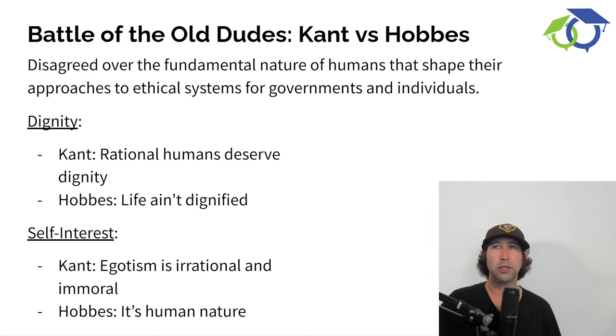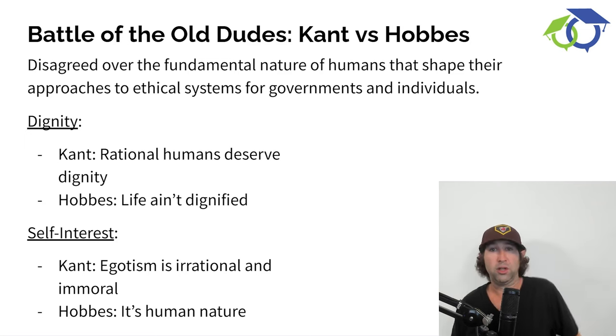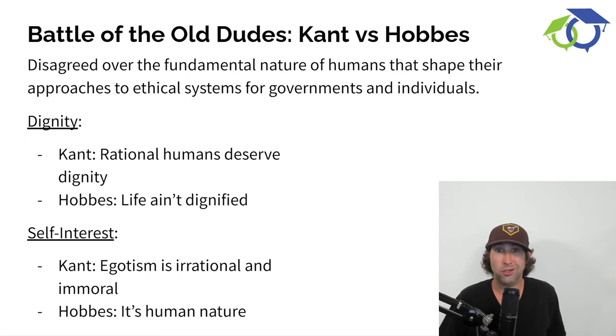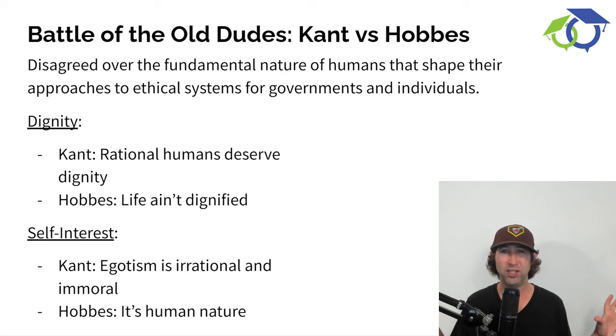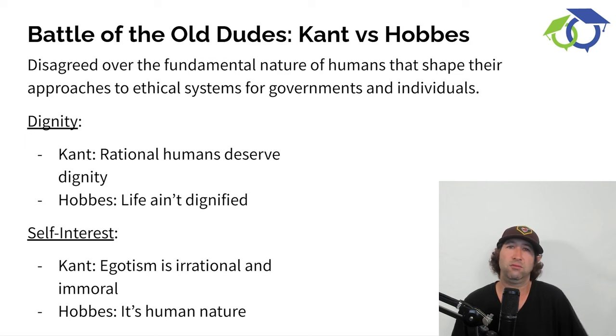Kant and Hobbes were at odds, all right? There's this battle of the old dudes happening in terms of 17th century theorists or 16th century theorists or 1600s. I don't really know how that works. Anyway, they disagreed over the fundamental nature of humans, and those disagreements really shaped different philosophical approaches to ethical systems for governments as well as individuals. And that really means, like, what should governments do and what individuals do? And those two questions are super relevant to our resolution. Now, the big beef that they have with each other is over two questions. You know, one, what's the nature of dignity as it means to be a human? And what's the nature of self-interest as it relates to being a human?